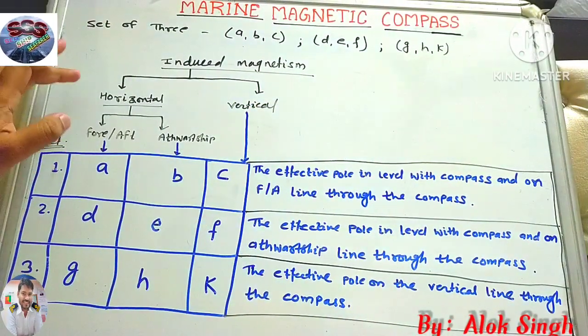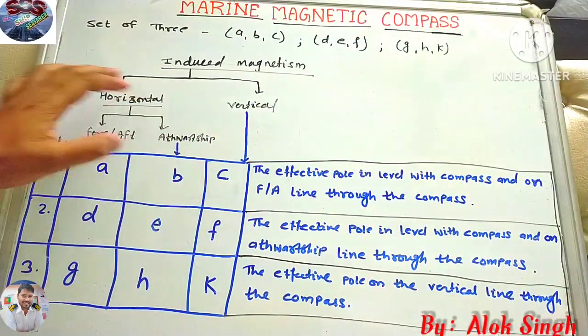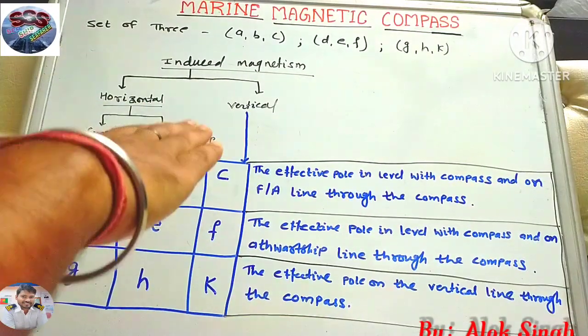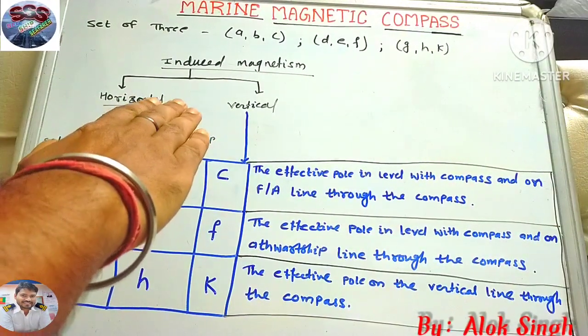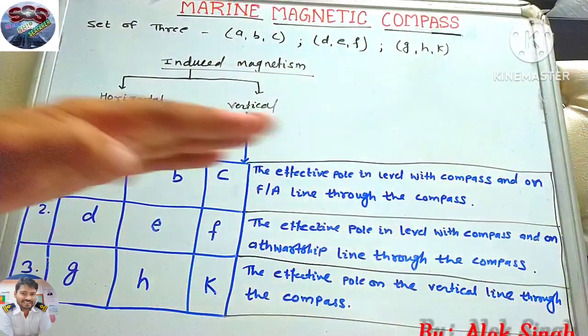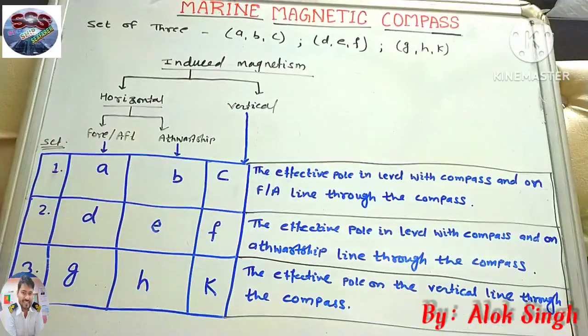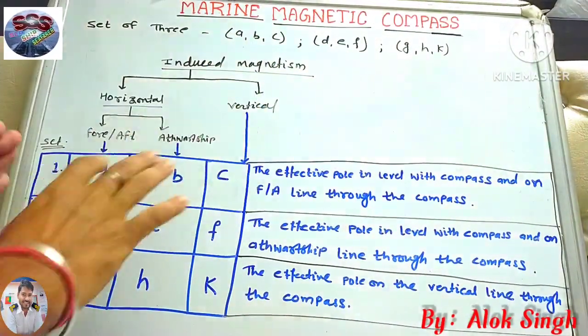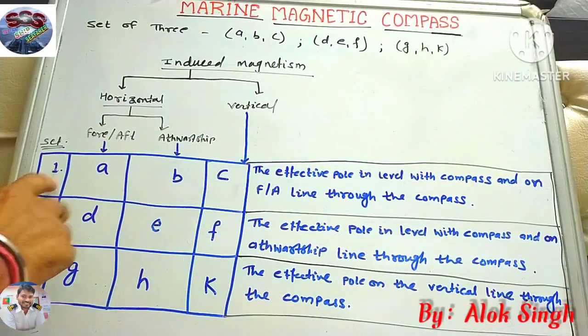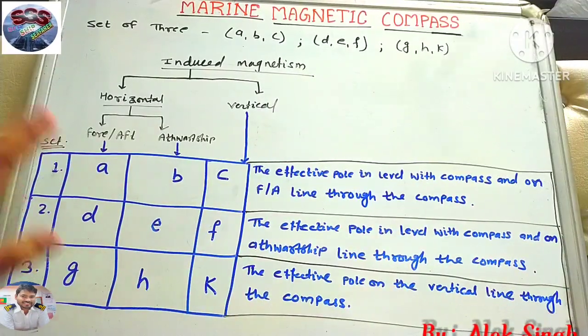Induced magnetism we have already seen. This is the horizontal component and vertical component. In horizontal component there are two: if it is in fore and aft direction, then it is fore and aft, and one is athwartship, in port and starboard, and one is the vertical component. Now these all three have been divided into three sets. So the first set A, B, C, second D, E, F, and G, H, K. What is this? We'll see.